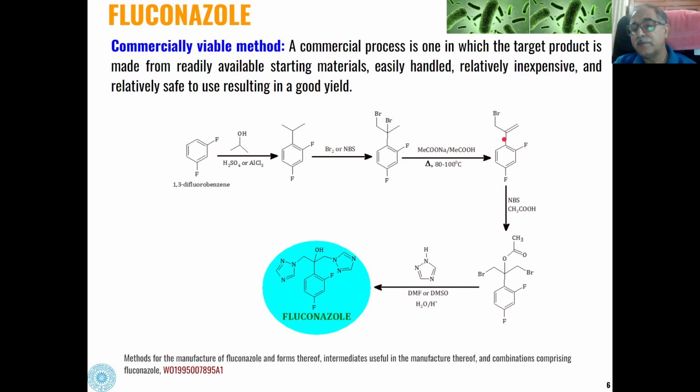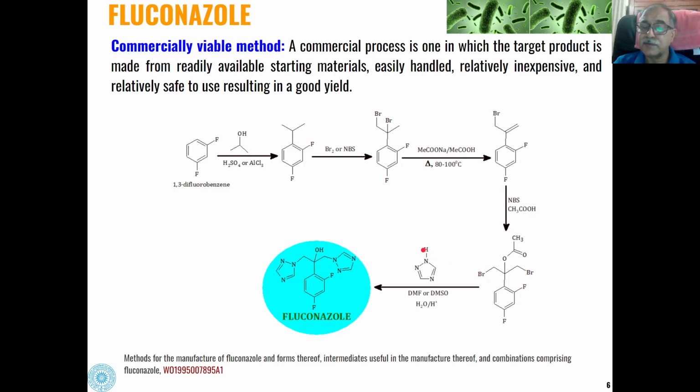So ester will be formed at this place, and we will get this type of dibromo ester as the product, and then again this will react with two molecules of triazole getting attached to this carbon and this carbon by nucleophilic substitution.